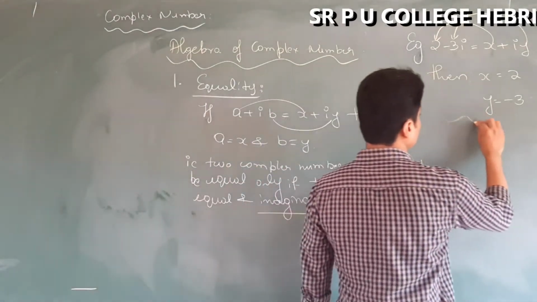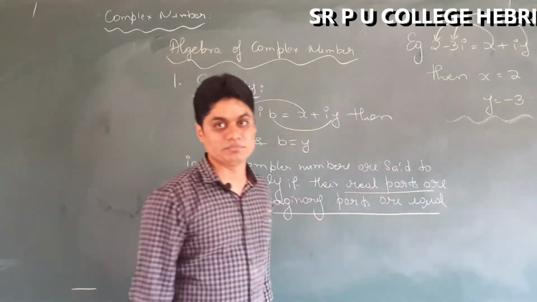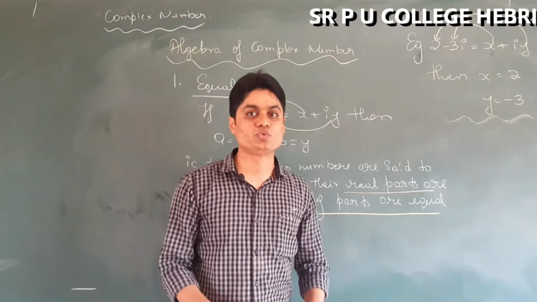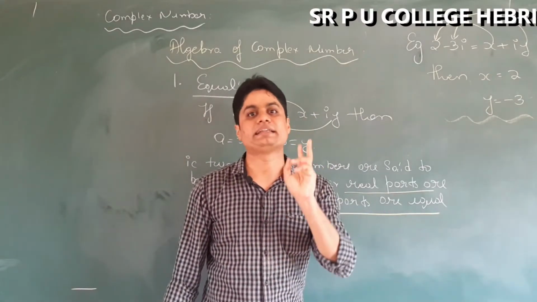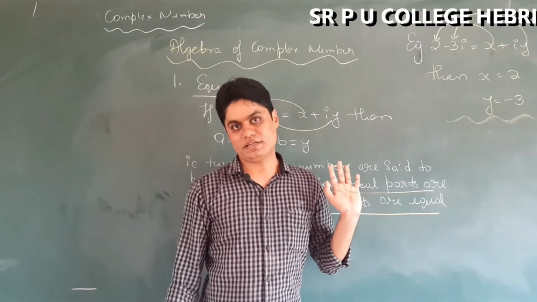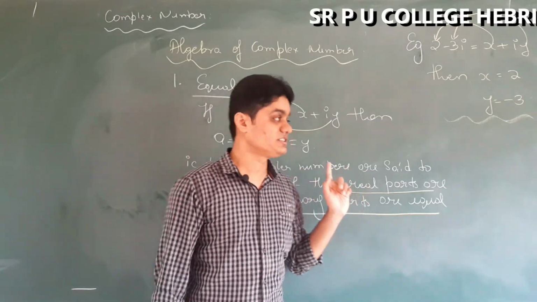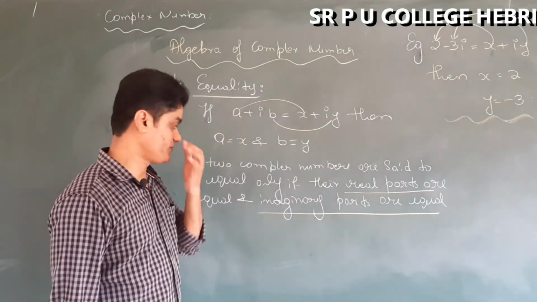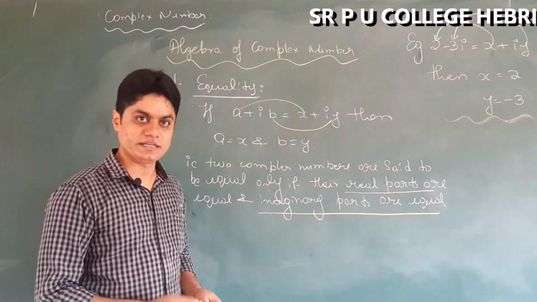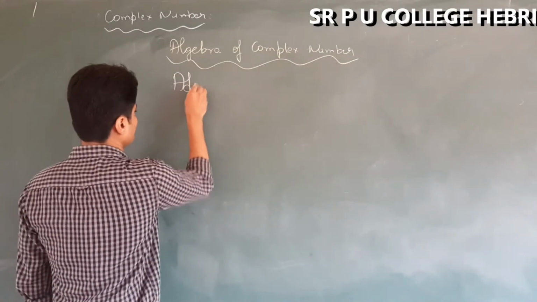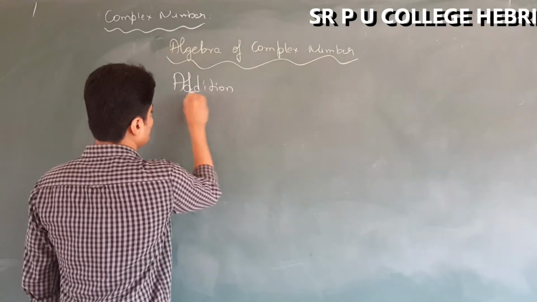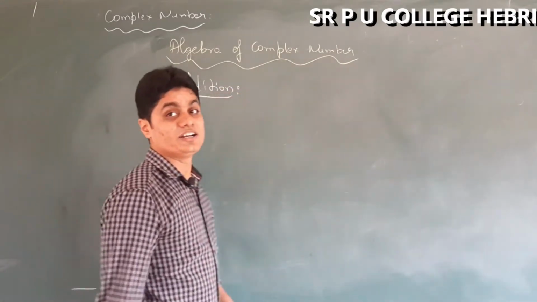Like this, you can use this algebra of complex numbers, that is equality, or equating two complex numbers. So please remember, two complex numbers are equal only if their real parts are equal and imaginary parts are equal. So this is the first very important basic algebra of complex numbers, equality. Understood? So the next algebra of complex numbers is addition. We are going to learn how to add two complex numbers.